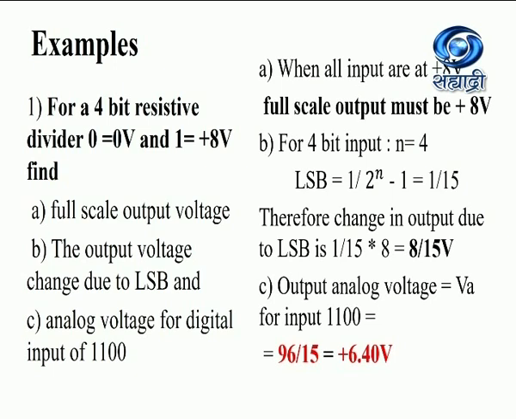Third is C, the output analog voltage VA for input 1100. So here DCBA is 1100. So we apply D equal to 1, C equal to 1, B equal to 0, and A equal to 0. Then if you put these inputs in the formula, we will get 96 divided by 15, and that is the answer, 6.40 volt for this 1100 digital input.